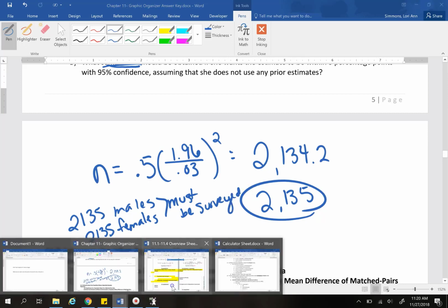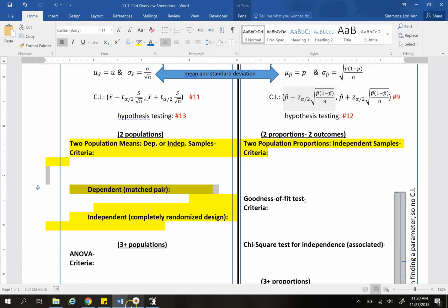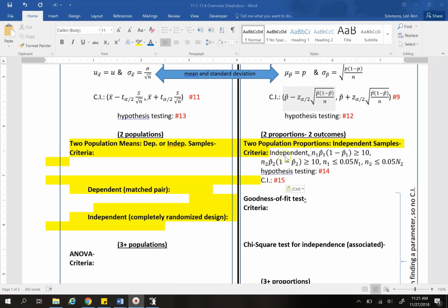Okay, if we want to fill in our overview sheet, we can do that. Here I filled in the criteria. It needs to be independent. Each population needs to be normal and independent. The hypothesis test and the confidence interval. So now when you see a qualitative data that is two proportions, that is independent, you can use this information. That is the end of this lesson. Please let me know if you have any questions.